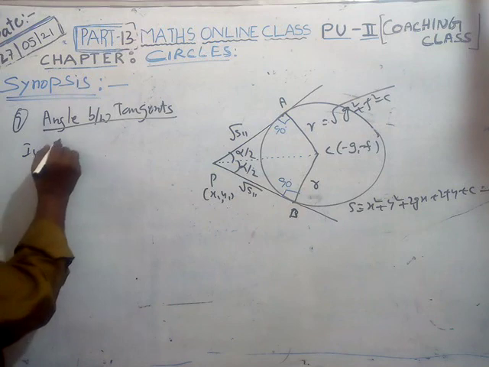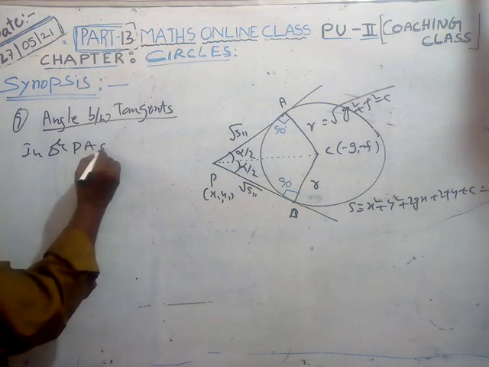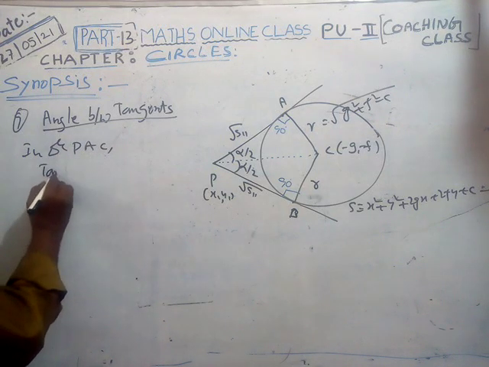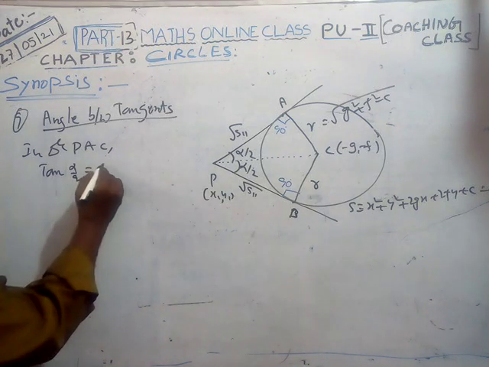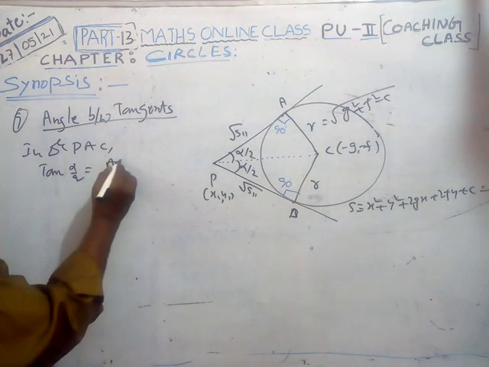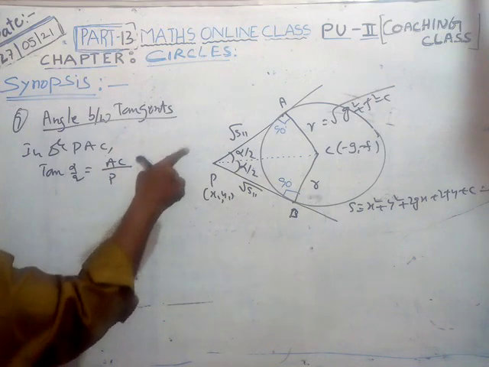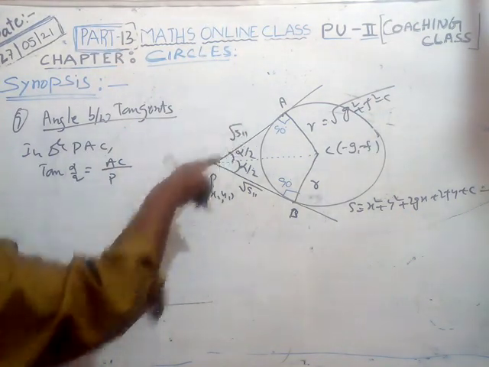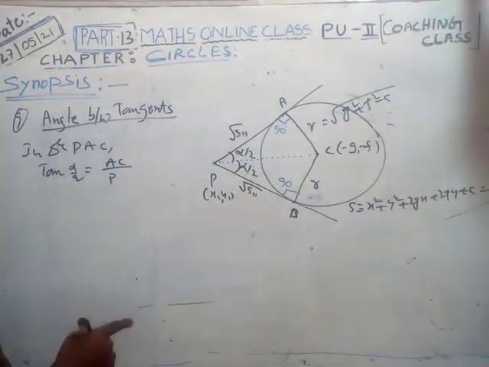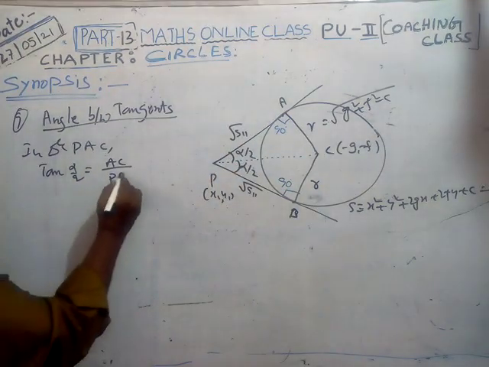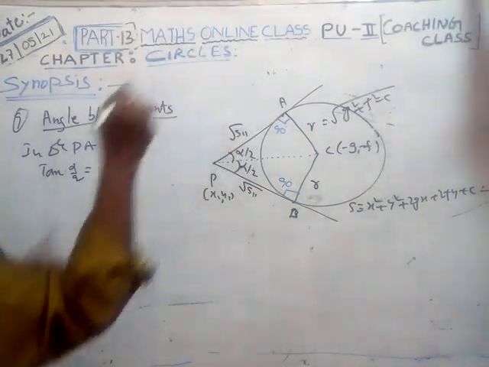So in triangle PAC, tan alpha by 2 is equal to opposite side AC by adjacent side, not hypotenuse. Hypotenuse is PC because it is opposite to 90 degrees. That is the hypotenuse. So AC by PA.